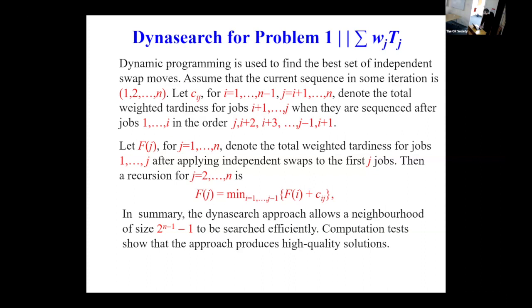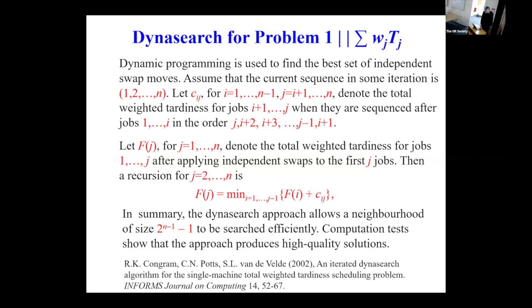So it did actually work pretty well in practice. That's the reference. It was work published in the INFORMS Journal on Computing. And it was nice to know that I'd introduced a new word, dynasearch, into the English language.